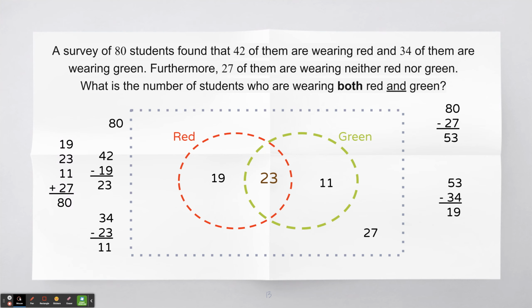They do. So that tells me I have confidence in my diagram, and 23 students are wearing both red and green. So that's a little bit with Venn diagrams.